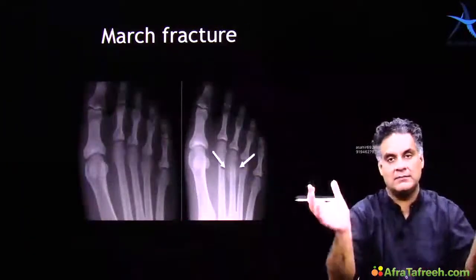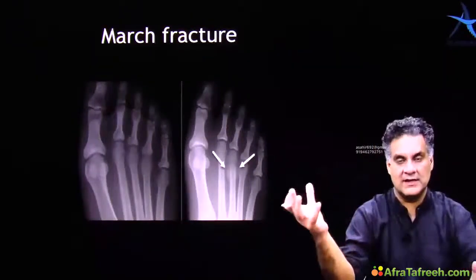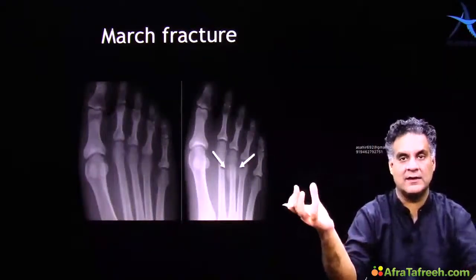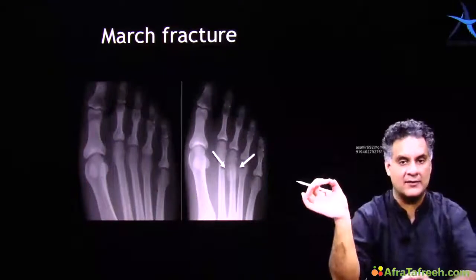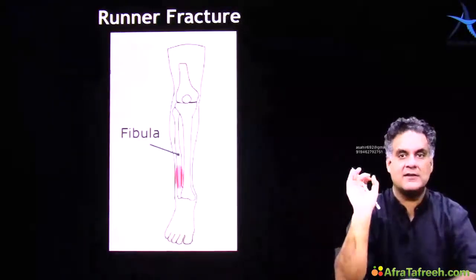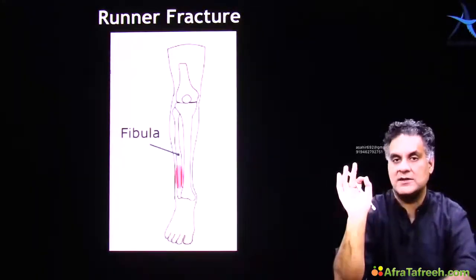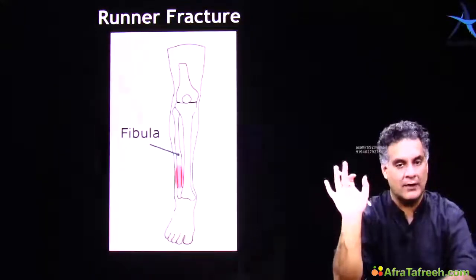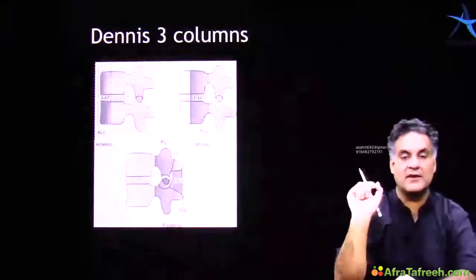And now we remember the March fracture, a controversial one, involving the neck of the second or third metatarsal. It's not the shaft, it's the neck that you should remember. Runner's fracture, very commonly asked, is a fracture of the lower part of the fibula. So this is the Neer's classification.